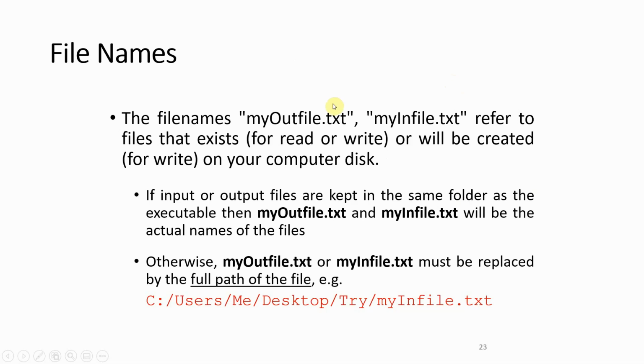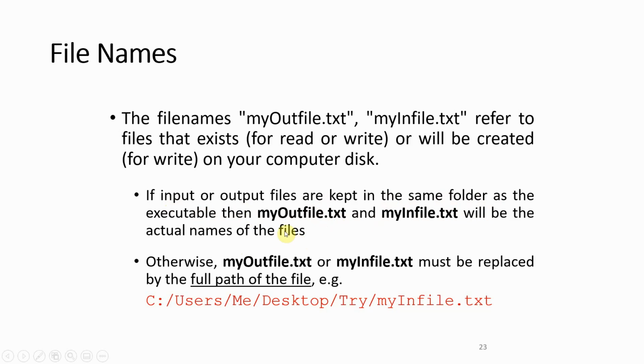The file names myOutFile or myInFile refer to files that already exist for reading or writing, or will be created for writing on your computer disk. Again, it's going to be created or read from the folder that your C++ program is in, at least in Visual C++ it's like that. If input or output files are kept in the same folder as the executable, then myOutFile.txt and myInFile.txt will be the actual names of the files.